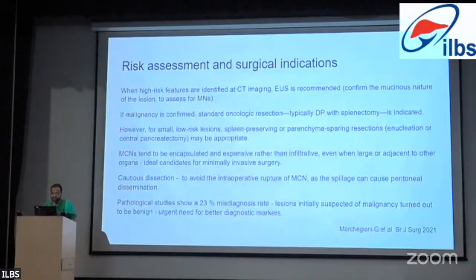Risk assessment and surgical indications. Whenever you detect high-risk features on CT, EUS is recommended to confirm the mucinous nature of the lesions and to assess the mural nodules. If malignancy is confirmed, standard oncological resection is indicated, and since they are mainly in the body and the tail, a typical distal pancreatectomy with splenectomy.